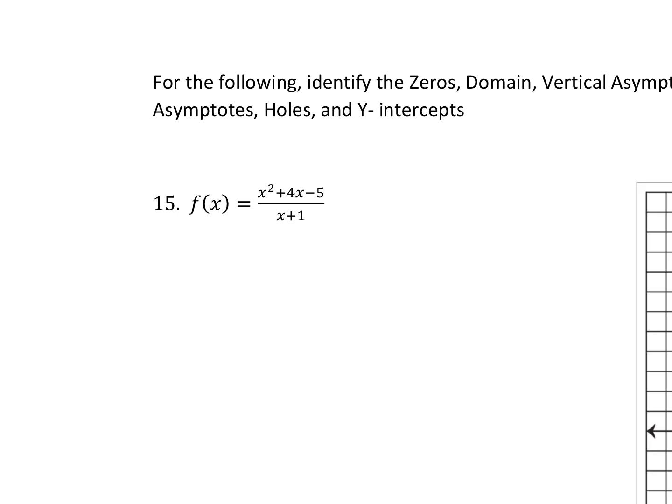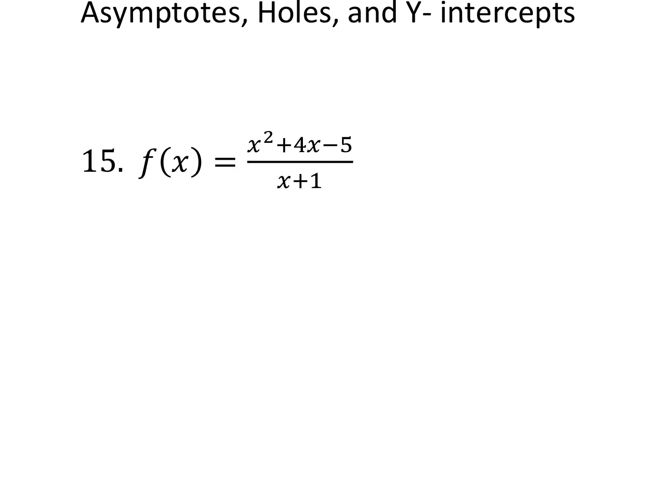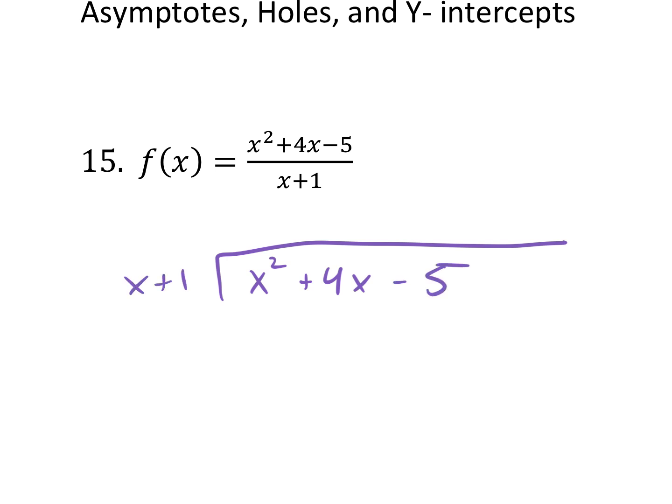15 has a slant asymptote. We've got time. Let's find it. How would we find a slant asymptote? Long division. So inside the box, I've got x squared plus 4x minus 5. Outside, x plus 1. X squared divided by x would be x. Multiply, we get x squared plus x. Change the signs and combine. 4x minus x would be 3x.